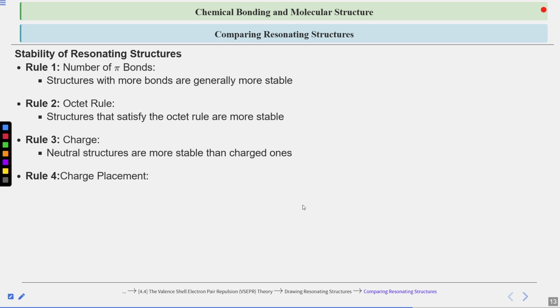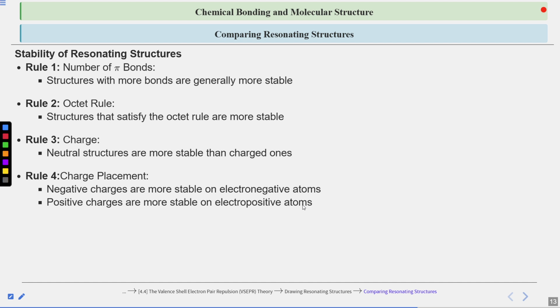The fourth one is, if both your structures are having the same number of bonds, they all are having a complete octet, they all are having a charged species, then you will look at the charge placement. How? The negative charge should be present on an electronegative element. If it is present on a less electronegative element in one of the structures, and in the second structure it is present on a more electronegative element, then the second structure would be more stable.